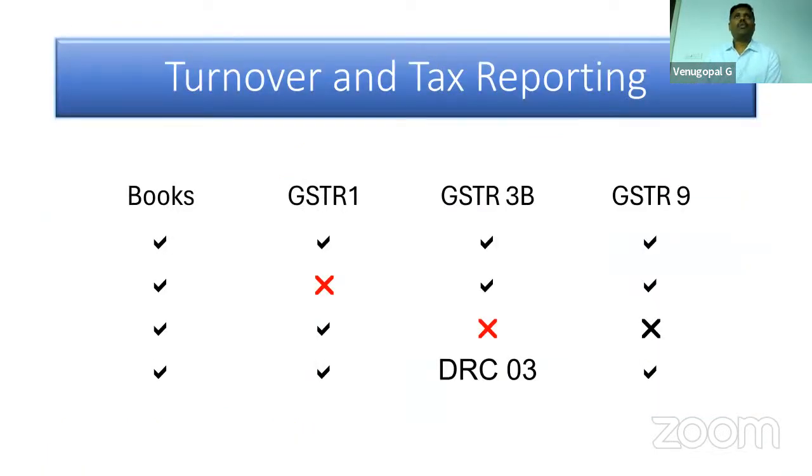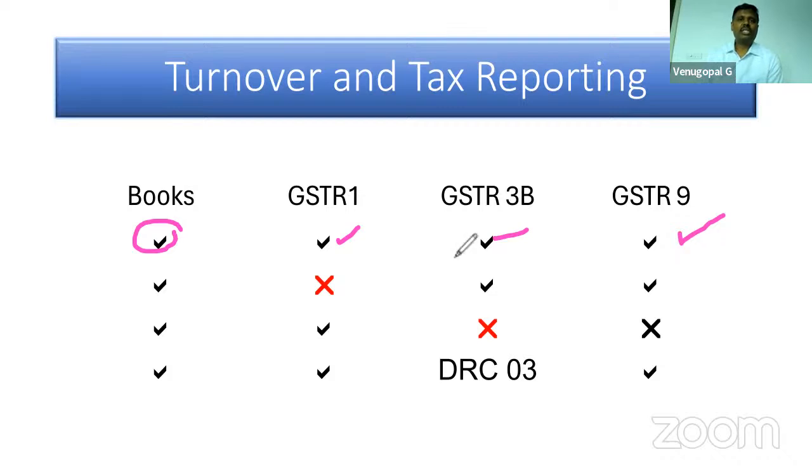So broadly, what is the source of reporting? Maybe when you look at it, you'll get a broader idea. When let's say there is a turnover in the books and respective taxes have been paid in R1 and 3B, you will be reporting in GSTR-9. This is your happy path.